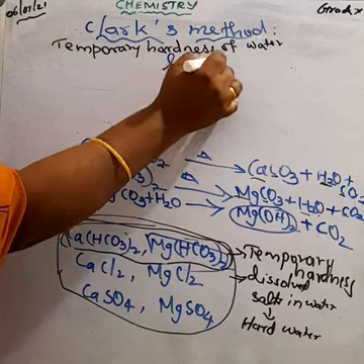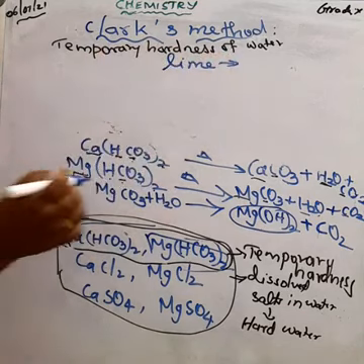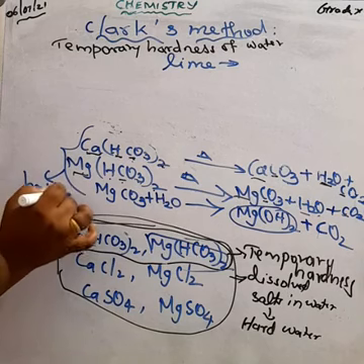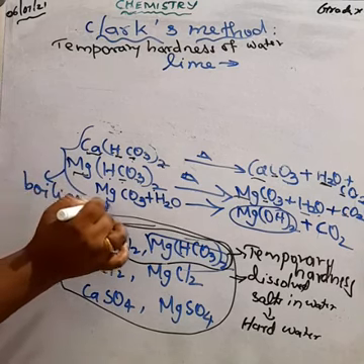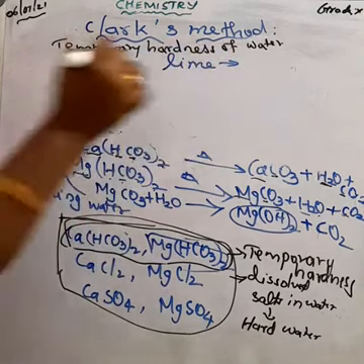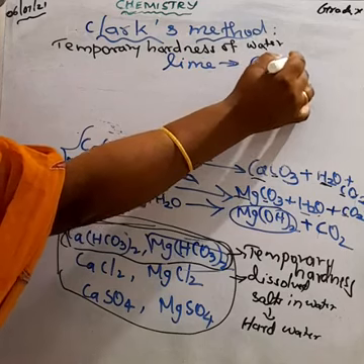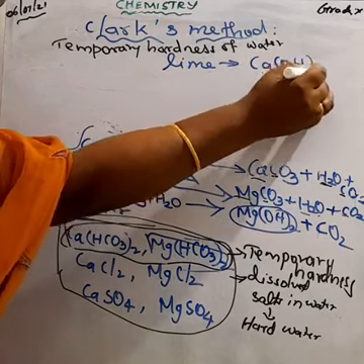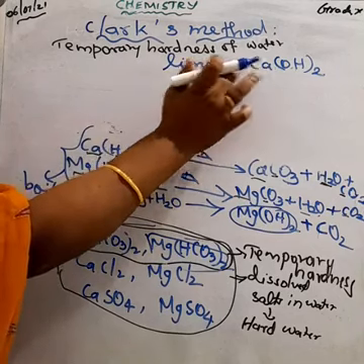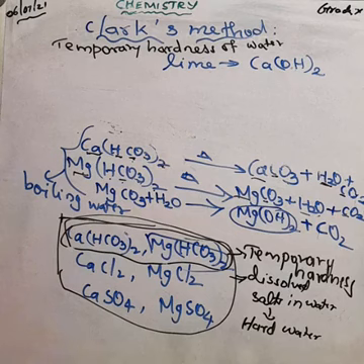Another method, simply, is boiling the water, when we can separate the salts. Here is another method, adding lime. Lime means calcium hydroxide. By adding lime, we can precipitate out the calcium carbonate present in water, and we get soft water. We can remove the hardness of the water.